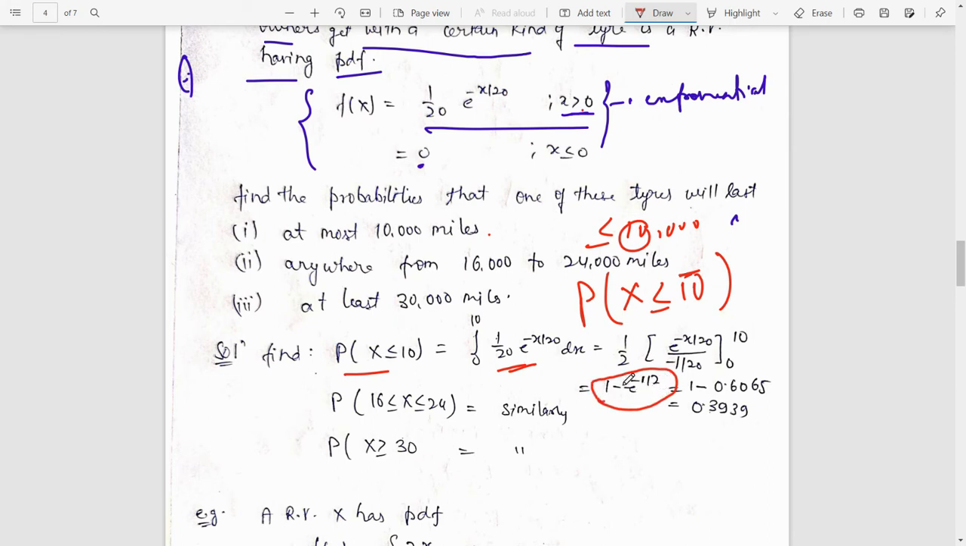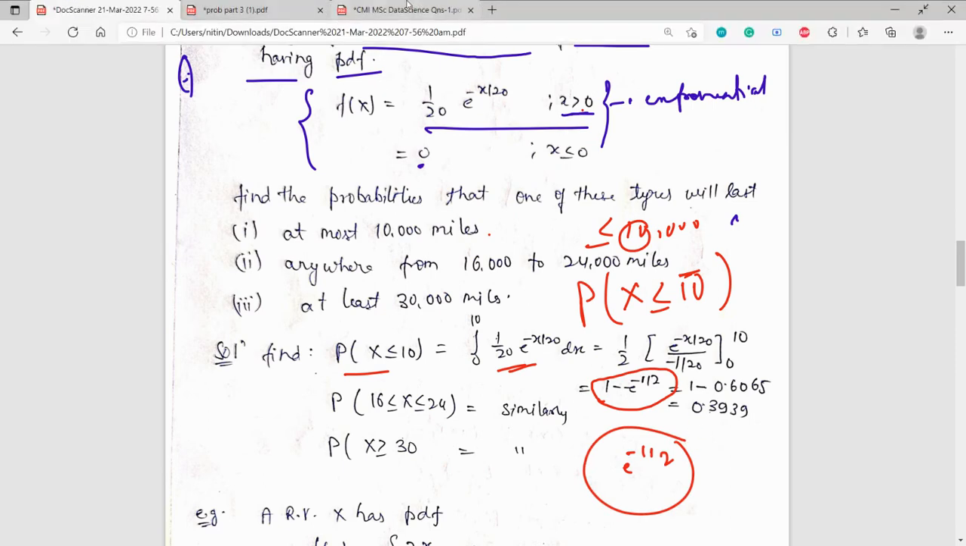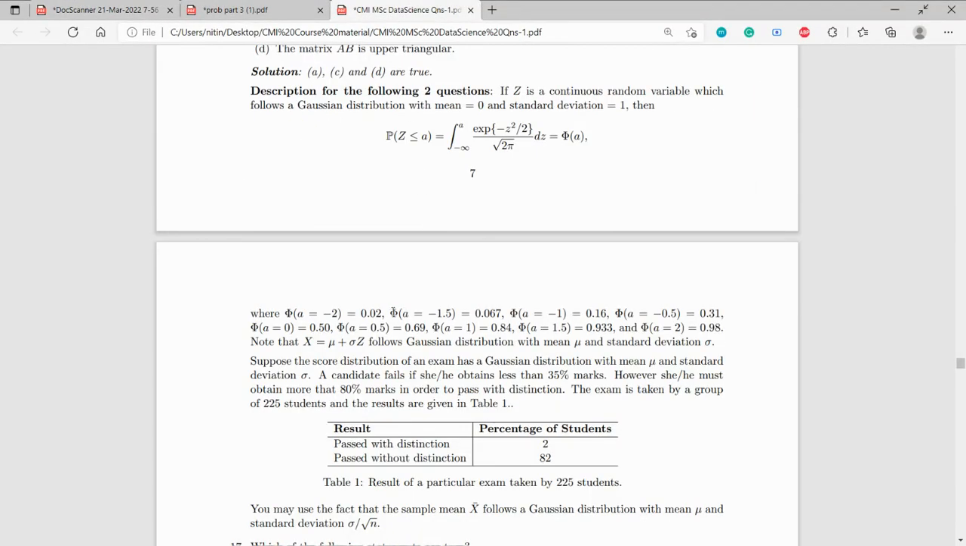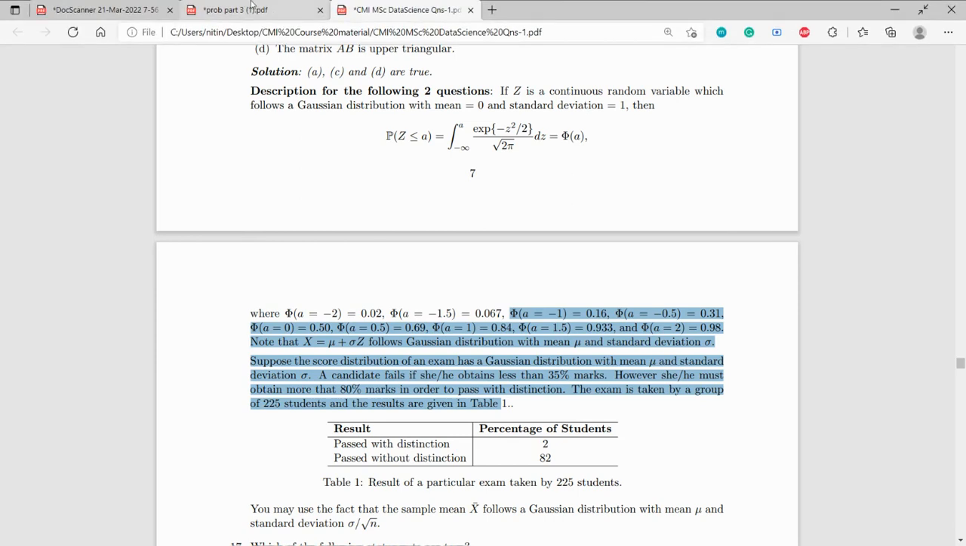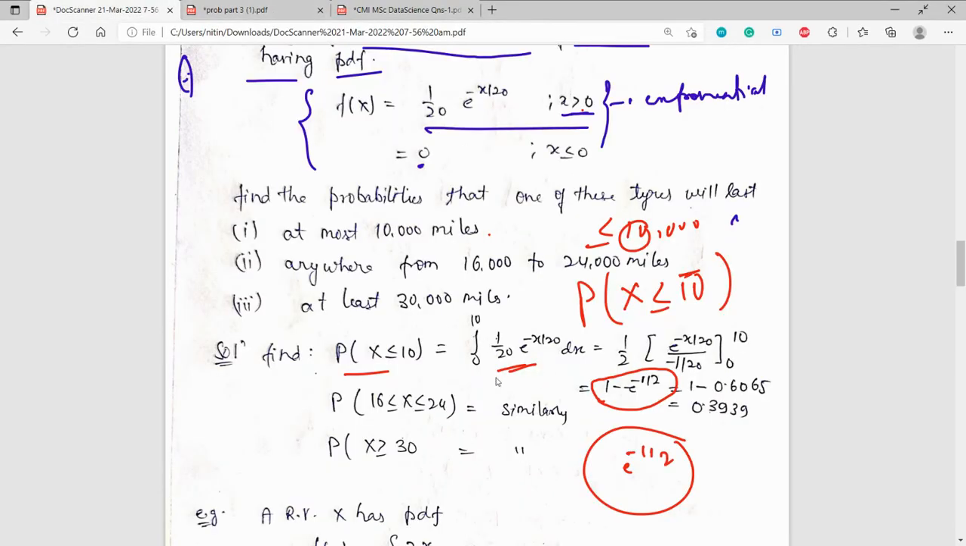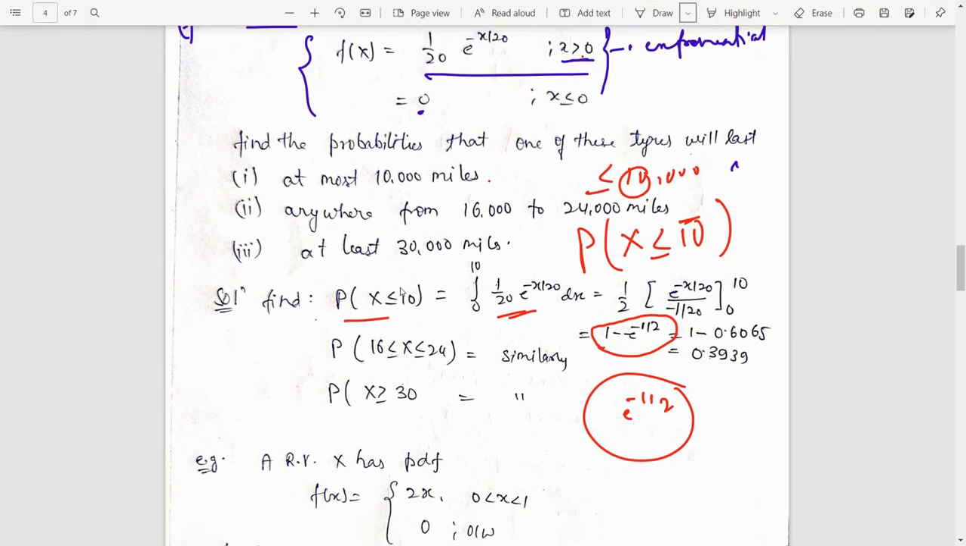Obviously, you can say that in the exam where we are getting e to the power minus 1 by 2, that particular thing will be given in the question itself. So in questions like this, you can see that a lot of different values of this distribution are given. So if it's required in the questions, you will get those values in the question itself. But the thing is that you should know how to solve the question. That's the more important thing. So here, at most 10,000 miles will be calculated this way.